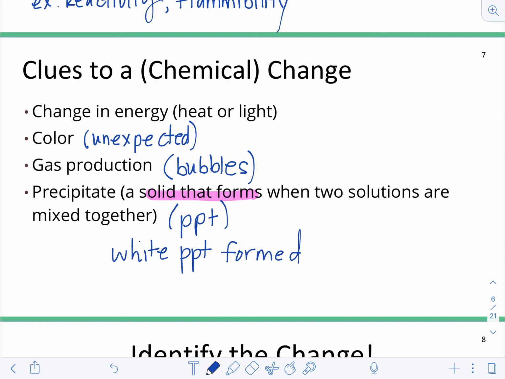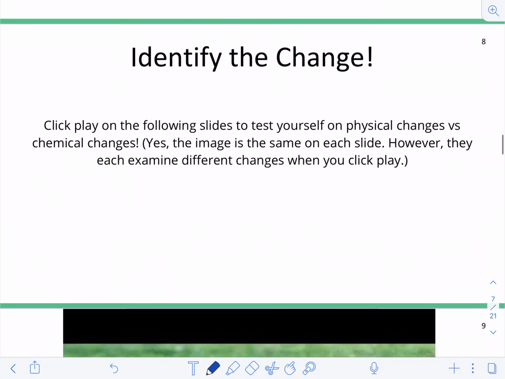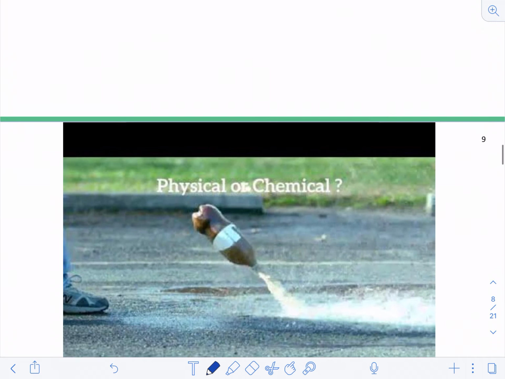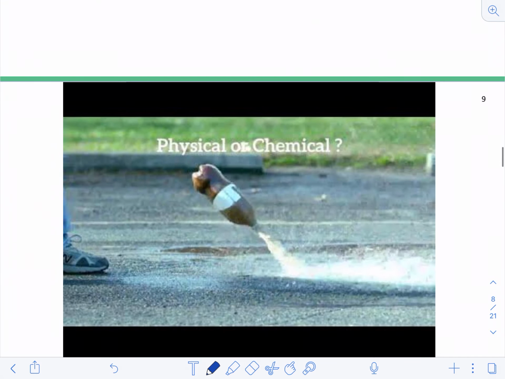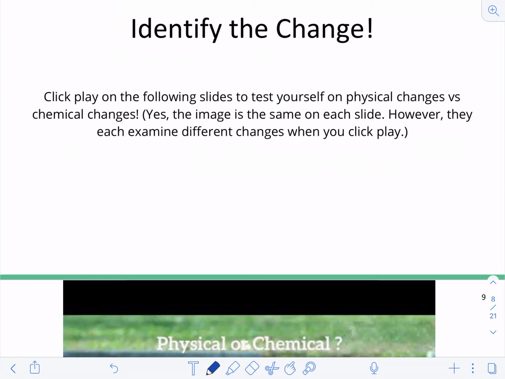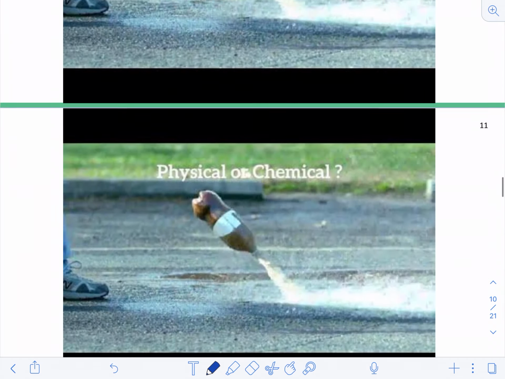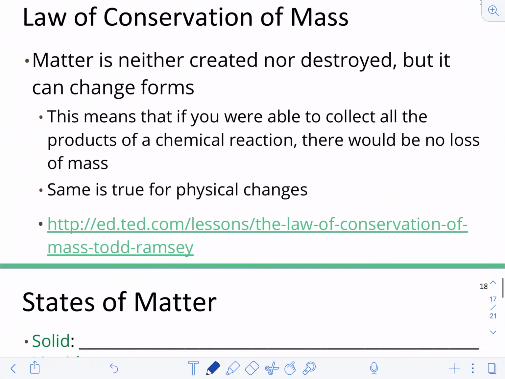All right, so that would be kind of like a snow globe looking thing. So identify the change. You guys can do this on your own. A heads up: all of these videos have the same beginning picture, just so you know, they do all examine different changes once you actually click play. I'm going to go through these because you can do that on your own in your own presentation.